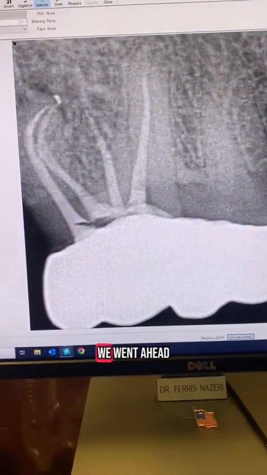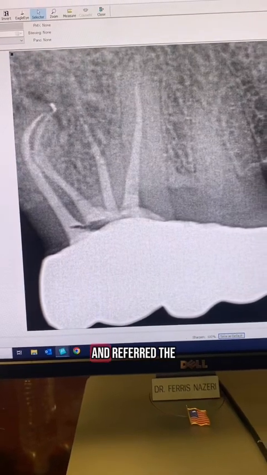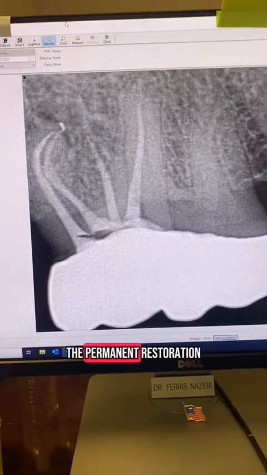Everything went great. We went ahead and temporized the tooth and referred the patient back to her dentist for the permanent restoration.